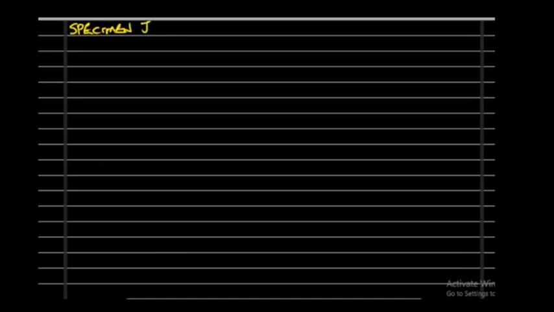Specimen J, and our specimen J is orange fruit. So what can we say about the orange fruit? We'll go ahead with talking about its classification now.